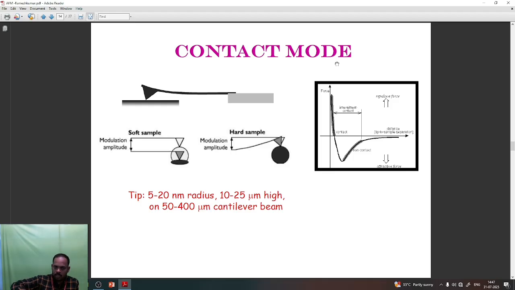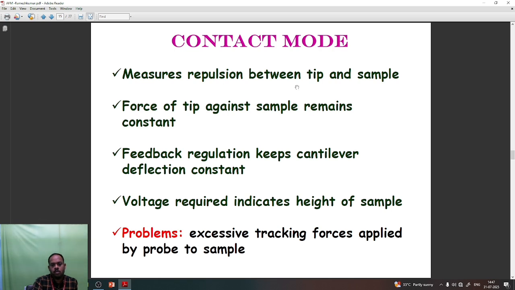It always touches the sample surface and rasters across it. Contact mode always measures the repulsion between tip and sample, because they touch each other, so automatically there will be a repulsive force between the tip and sample. The force of the tip against the sample remains constant because it is always touching the surface. Feedback regulation keeps the cantilever deflection constant. The voltage required indicates the height of the sample.